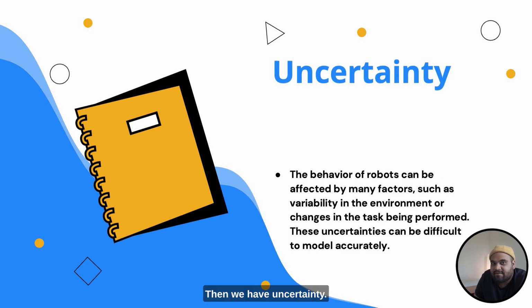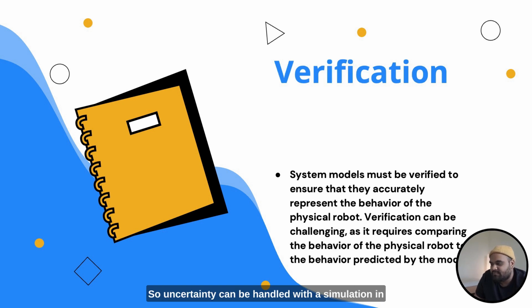Then we have uncertainty. Uncertainty derives from the fact that the robot system keeps on changing, and you might have different options and different needs all the time, and it's very uncertain what you're going to build next with the robot. So uncertainty can be handled with simulation in the robot.